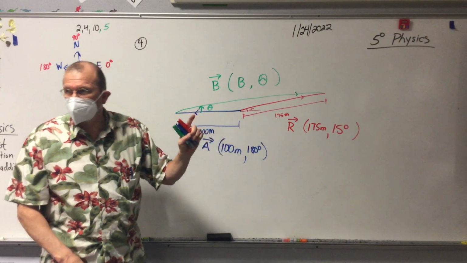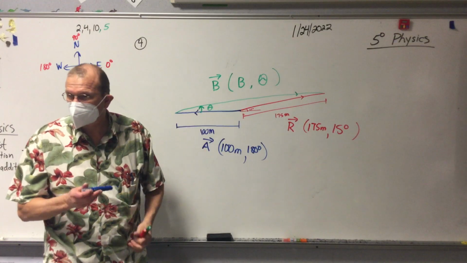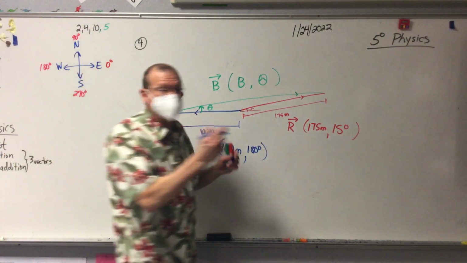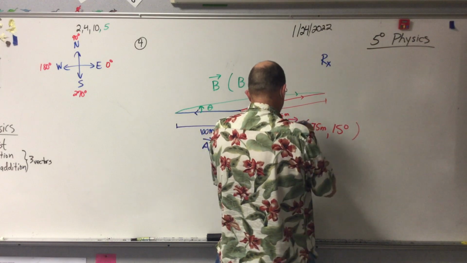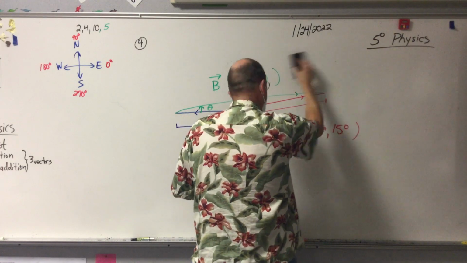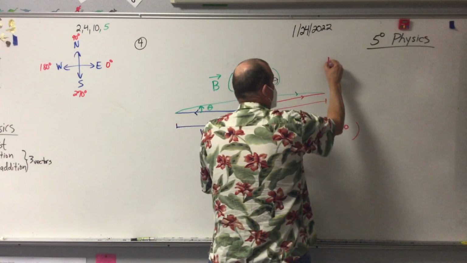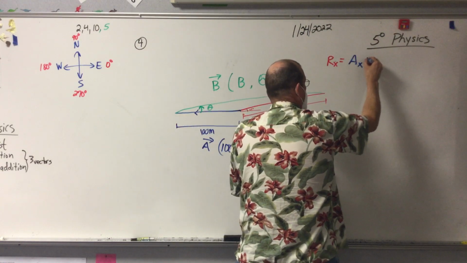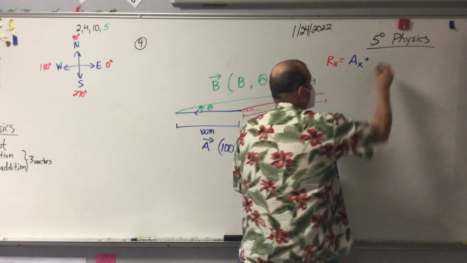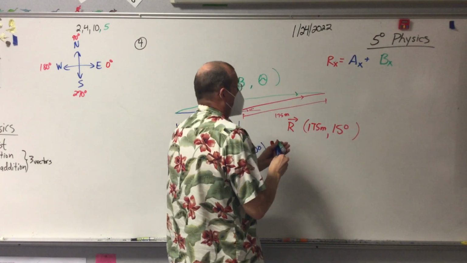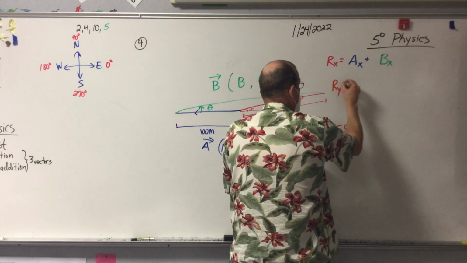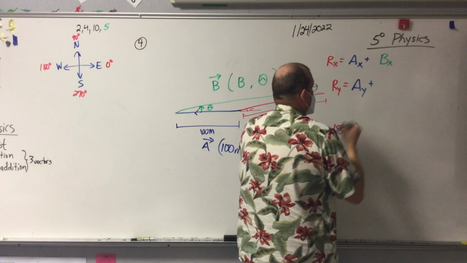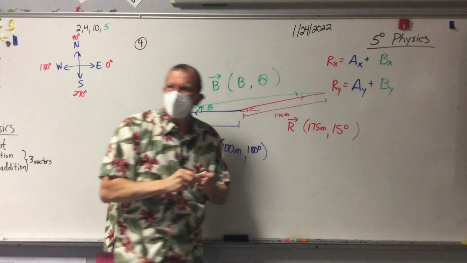In step 2, what is it that we do? A vector addition. Summation. It's the summation thing where we say Rx, actually, I'll go ahead and color code to match what McKenna did here. Rx equals AX plus BX. And RY equals AY plus BY.